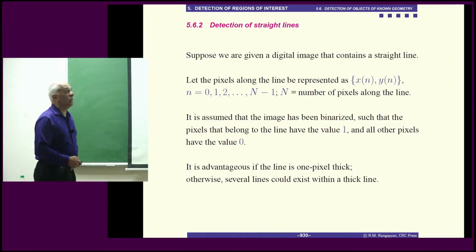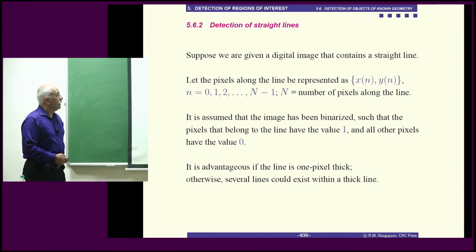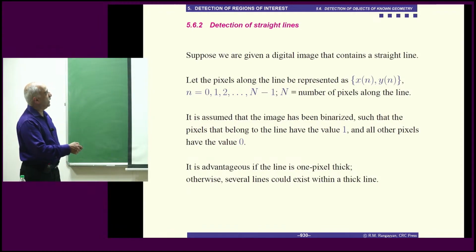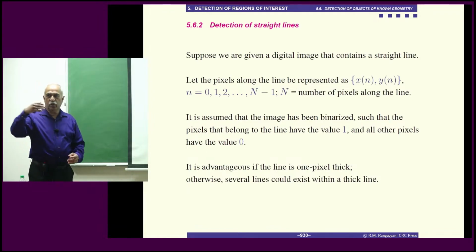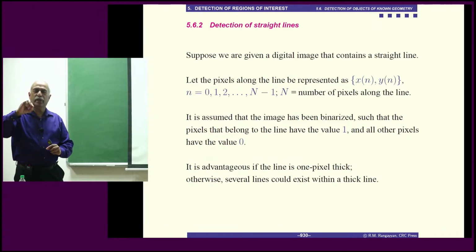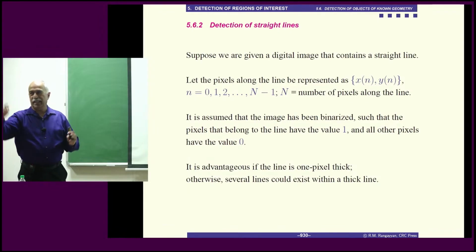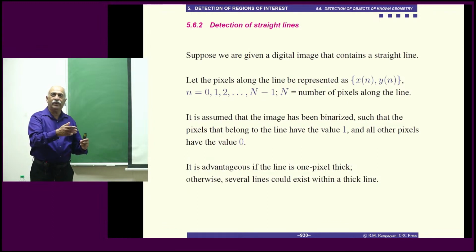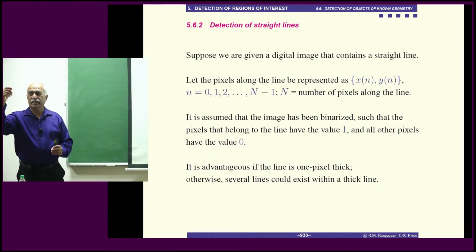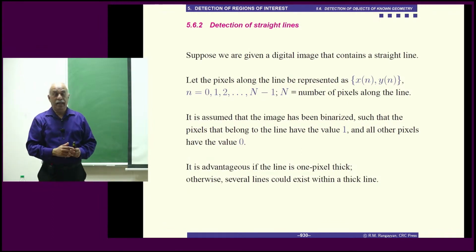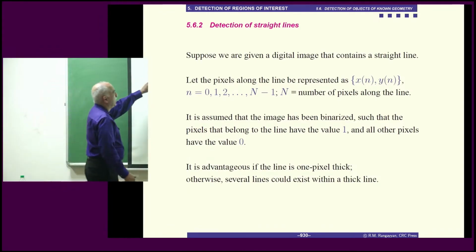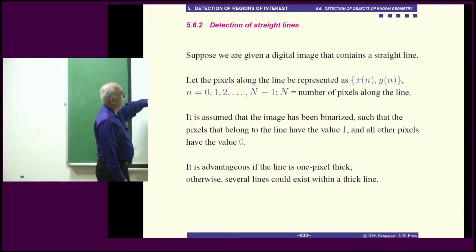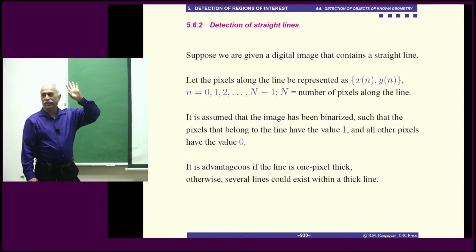So let's look at the detection of straight lines. You have a bunch of pixels x and y, with n going from 0 to n minus 1, the number of pixels along the line, but it could be broken. You don't need all the pixels along the line. If you have one here, one there, and one more there, that's enough. Two points would be enough, but when you detect an edge or a line in an image, you will get a few pixels, and some of them may be a little off. It is assumed that the image has been binarized such that the pixels that belong to the line have a value of 1 and everything else is set to 0.